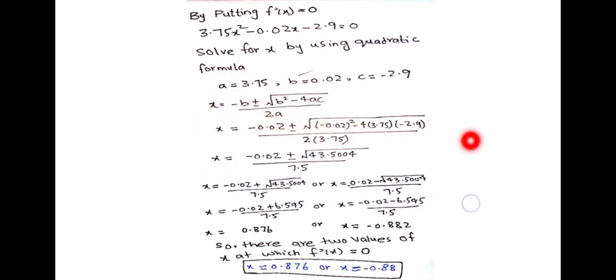So here we put these values in this equation, x equals -b plus or minus the square root of b square minus 4ac, over 2a, and under the root it can be positive or negative, both. We separate the two values of x here and simplify for both values of x.